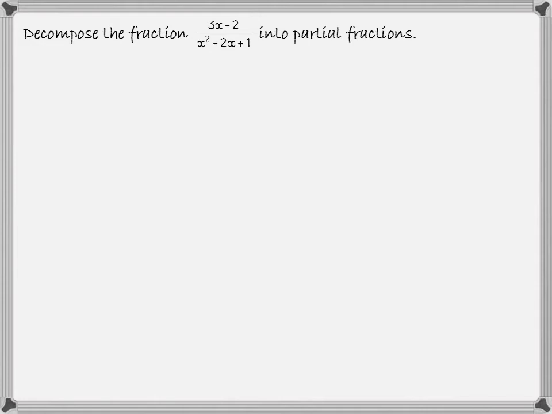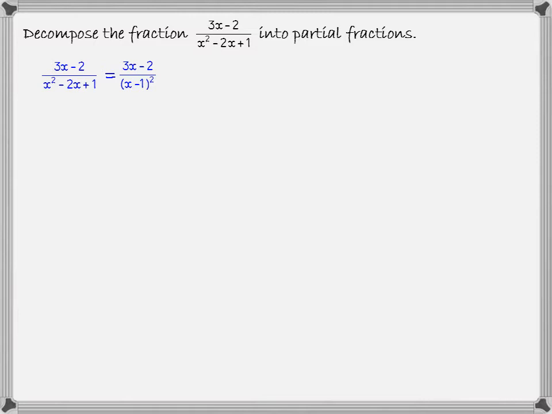Decomposing fractions into partial fractions. In this video, I will take a look at why we treat recurring factors as I did in the previous videos. When I consider the fraction 3x minus 2 over x squared minus 2x plus 1, I see that the denominator can factorize as x minus 1 squared, and I therefore have one linear factor that recurs twice.